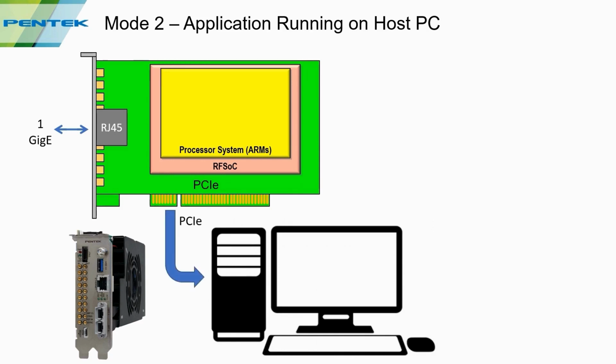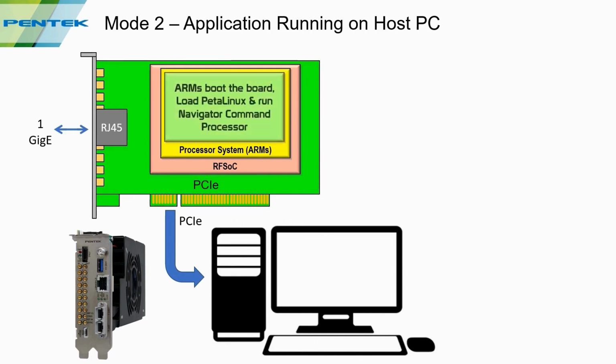computer. The difference here is that when the board boots up, not only does the ARM processor load the FPGA image and start up Petalinux, but it starts running the Navigator command processor. The Navigator command processor is a small self-contained application that accepts API commands from either the Ethernet or the PCIe interface. And it's a set of predefined API calls that are supported in our BSP.